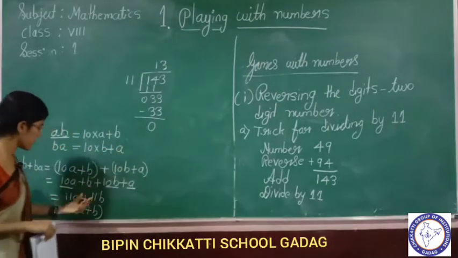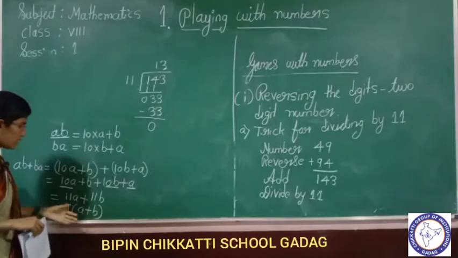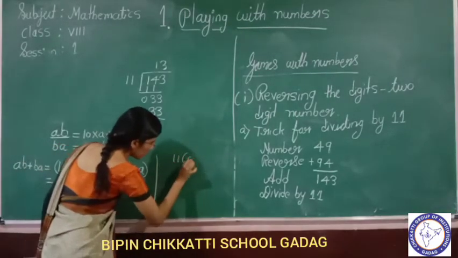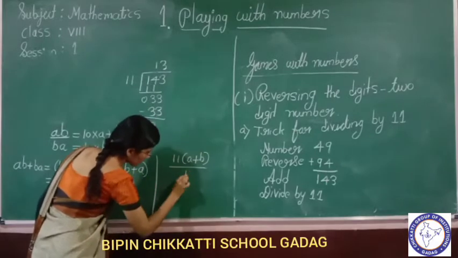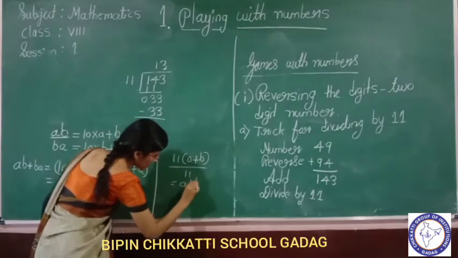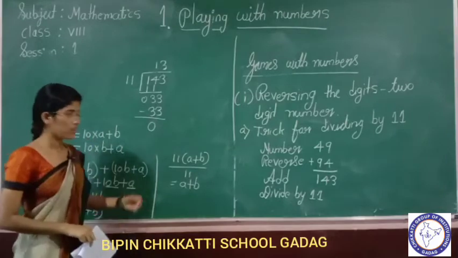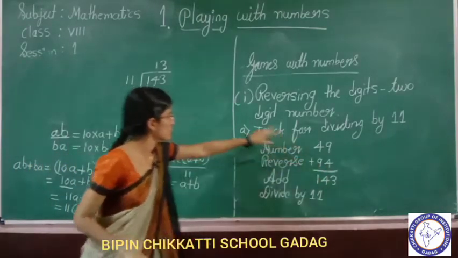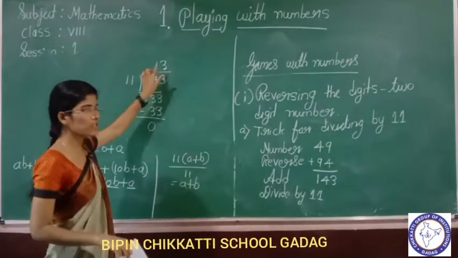And see here students, when you divide this by 11, what will it come to? When you divide this by 11, we are getting the answer a plus b. Now see here, what is 9 plus 4? 9 plus 4 is 13. The quotient we are getting here is 13.